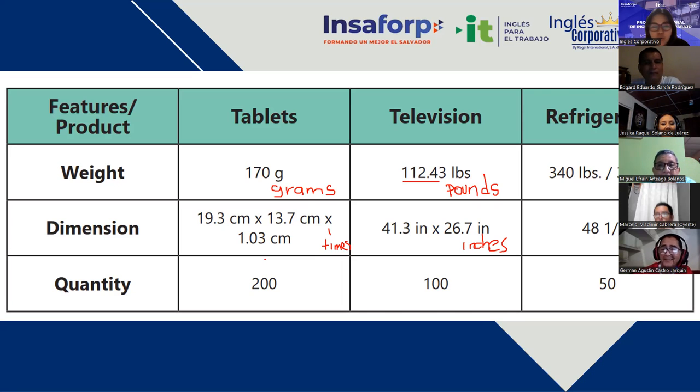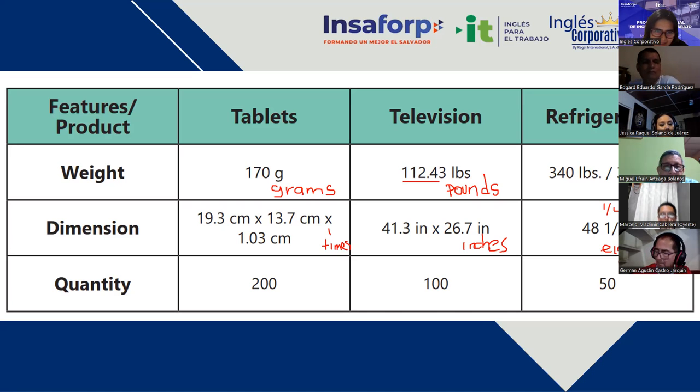1/8. How do you say? 1/8. Octavo. Un octavo es 1/8. Es el ordinal, octavo, ¿verdad? 48, 1/8. Si fuera un cuarto, sería a quarter, right? 48, a quarter. 48, a half. A half, a quarter, 1/8. Un octavo.